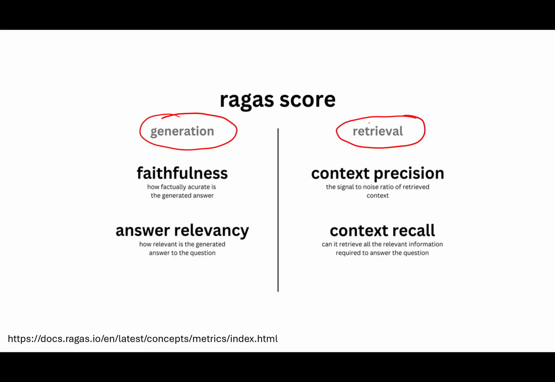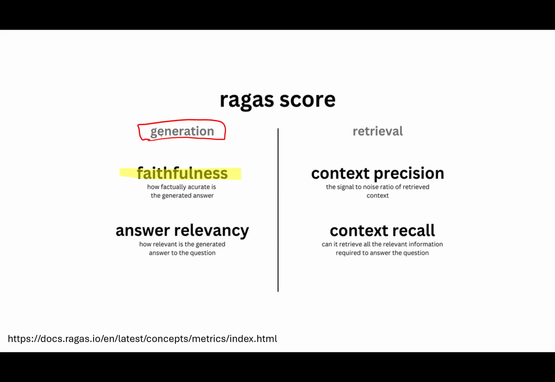That is a way to show that there are four different scores. There are other metrics as well, but these are the four major ones. I'm going to go through in more detail how these are calculated, but I'll start with the first one, faithfulness. Faithfulness is how factually accurate a generated answer is. So again, this is a generation score.